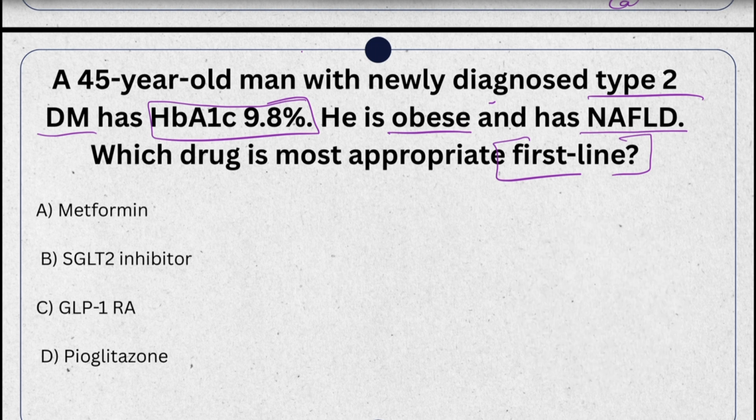Now, the most definite answer is B, followed by C. C could quite possibly be the answer, but the best answer is B. In this case, what are we looking for? There is obesity, and there is also non-alcoholic fatty liver disease. So this is a patient profile analysis.